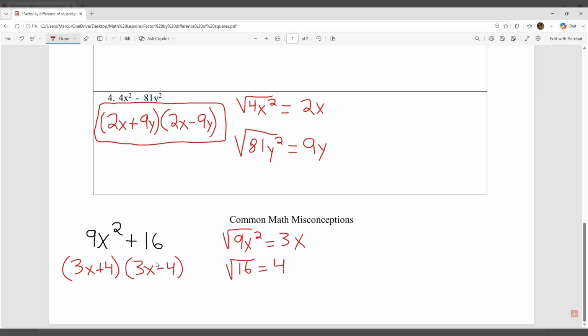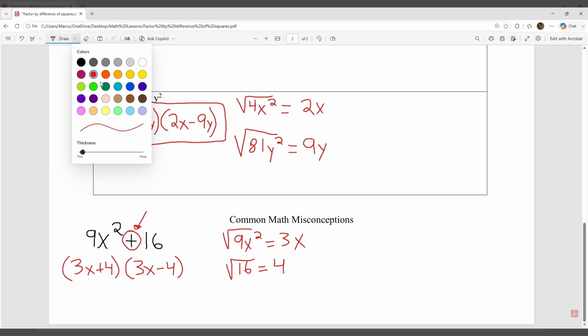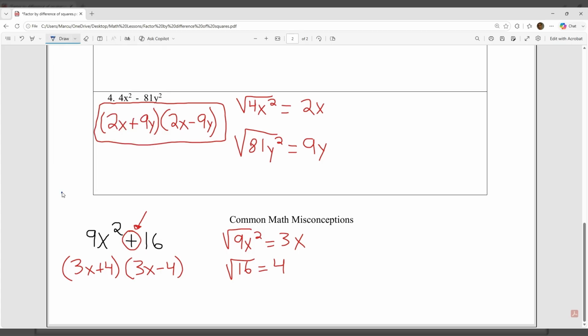This is not a difference of squares. Notice there's a plus in there. Now, if this was 9x squared minus 16, then yes, you could do this. But that's not the case because that's a sum of squares. So when that happens, you cannot factor like that, because if you do, it's going to be wrong. So don't do that. Instead, you just write the word prime.